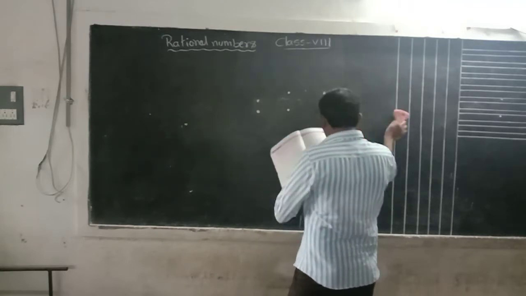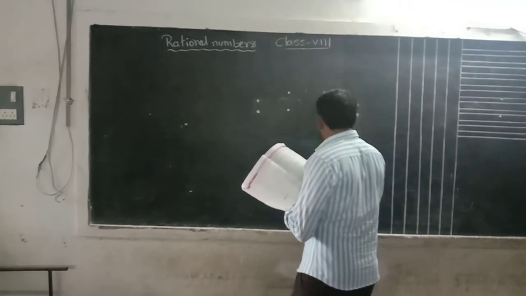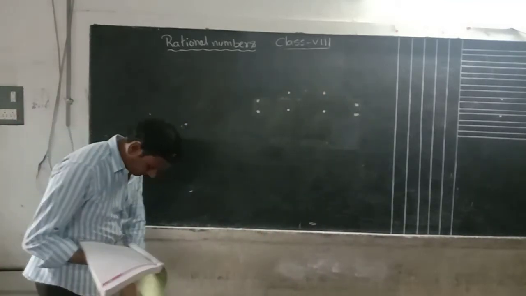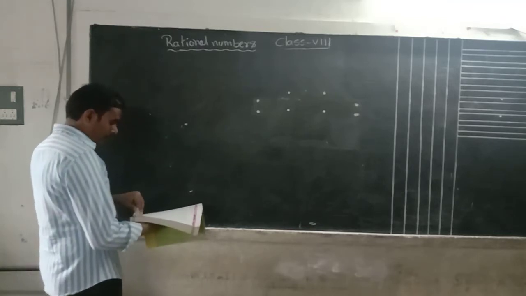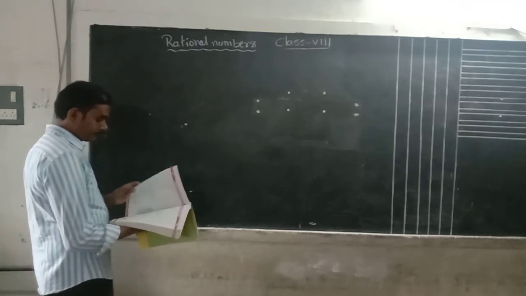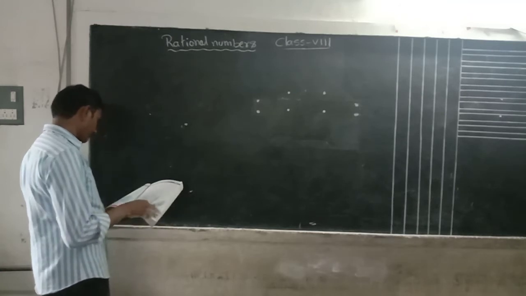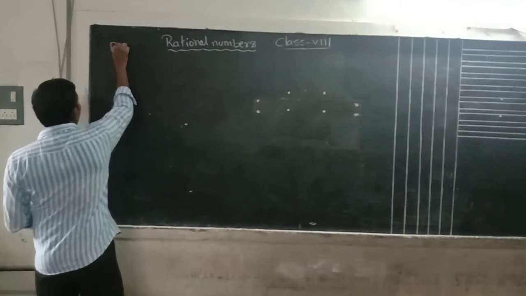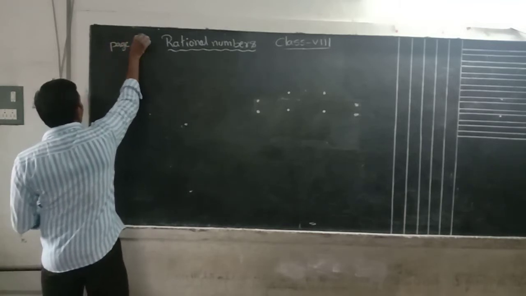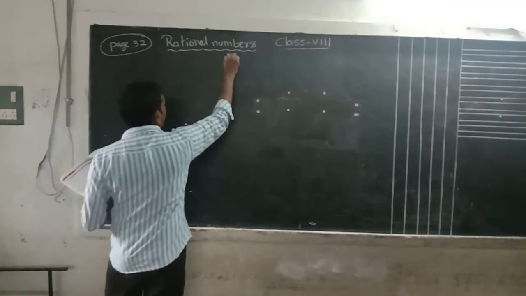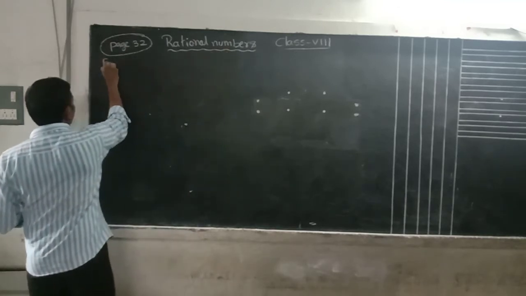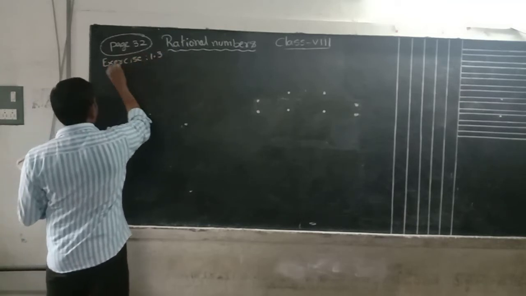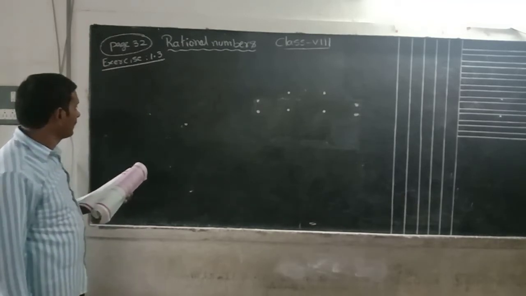Okay, now go for the exercise. This is a very important one for 2 marks. They will give you divisions. In this class also we will get this type of questions. Now we go for the exercise answers. Page number 32, Exercise 1.3.